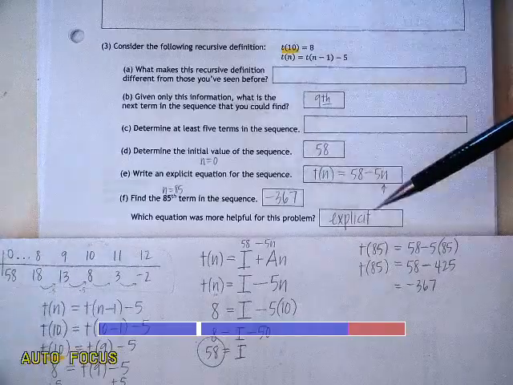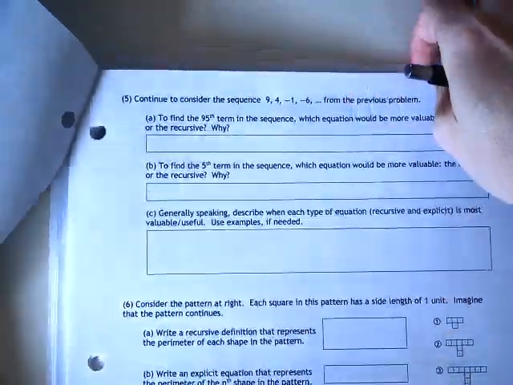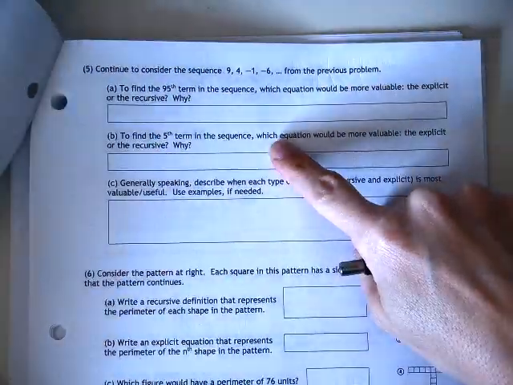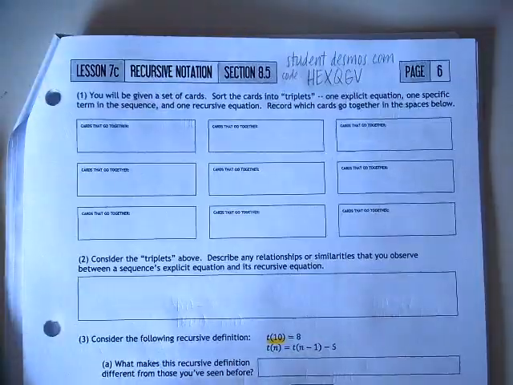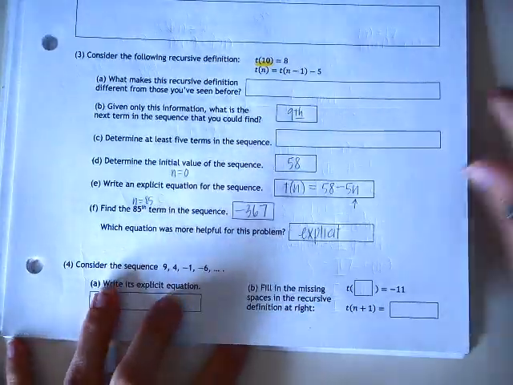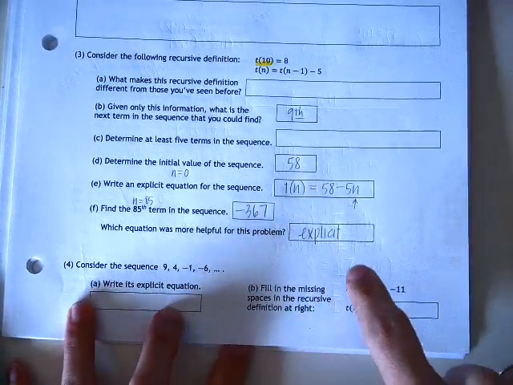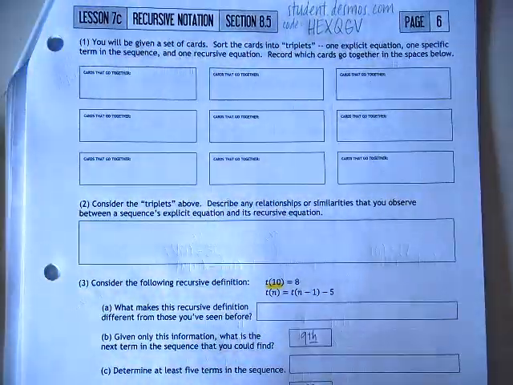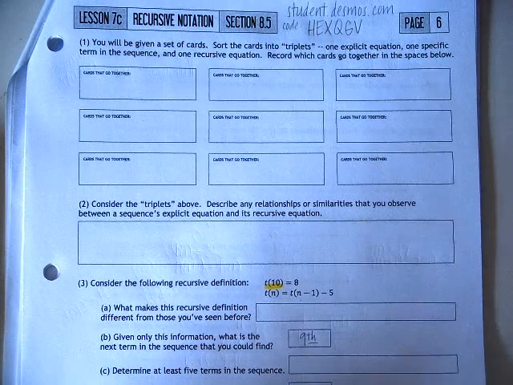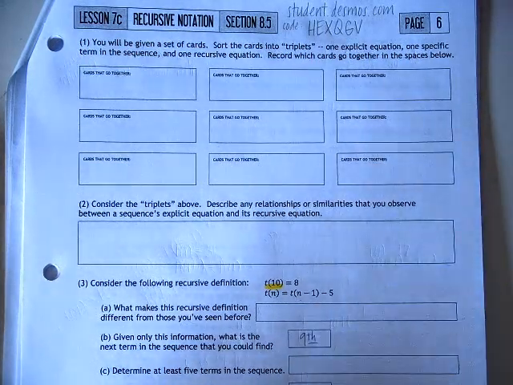As you're chewing on that idea, I'm going to ask you to try question number 4, and because it kind of continues on to the next page, question number 5. Questions 4 and 5 refer to the same sequence of numbers, but again, it's going to ask you to sort of think about that idea. Which equation, explicit or recursive, would be more useful to answer some of these questions? Chew on that idea, and in the next video, we'll try to formalize some of those thoughts so that you can think about them in a more constructive way.